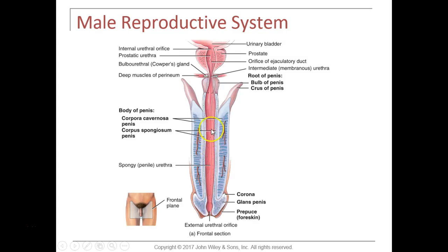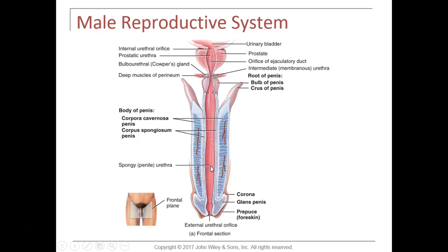So in this picture, we can see up here at the top the urinary bladder. Here's the prostate gland. It encircles a portion of the urethra as it leaves the urinary bladder. That's called the prostatic urethra. This part is called the membranous urethra. These are the paired bulbourethral glands called Cowper's glands. And then the rest of the urethra that travels through the penis itself is called the spongy urethra.